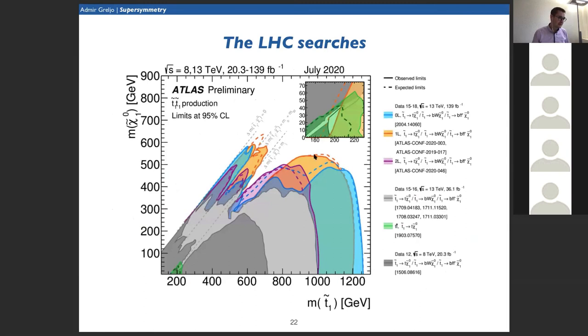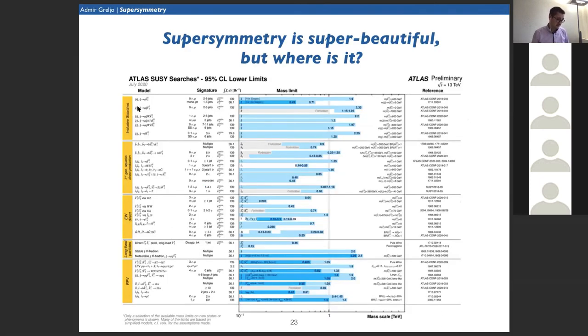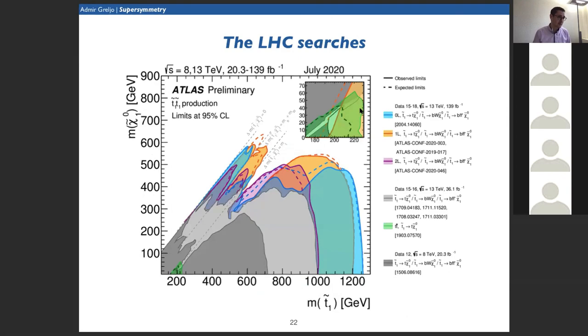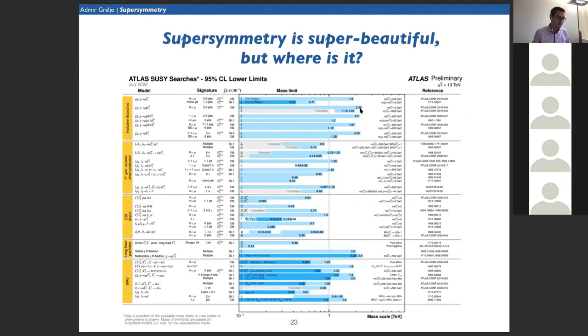These are some of the latest results by ATLAS. These are the exclusion limits in the mass of the top partner stop versus the mass of the neutralino. They don't see any sign of supersymmetry in the experiment at the LHC, and they put very stringent limits. For example, for some types of gluinos, the limits go up to 2.3 TeV, where we are making the little hierarchy problem worse.